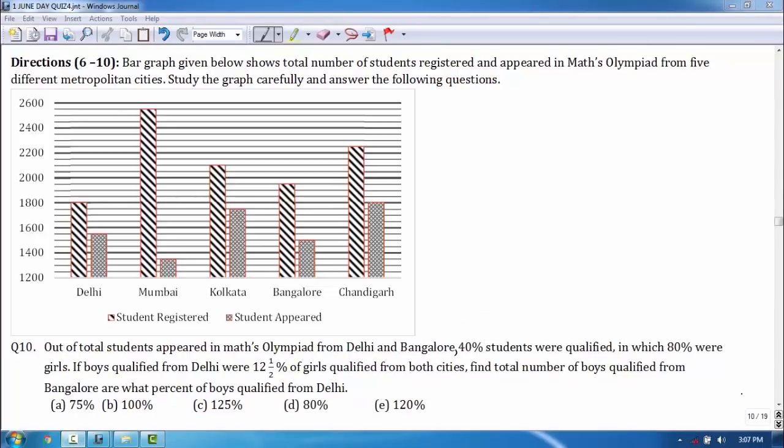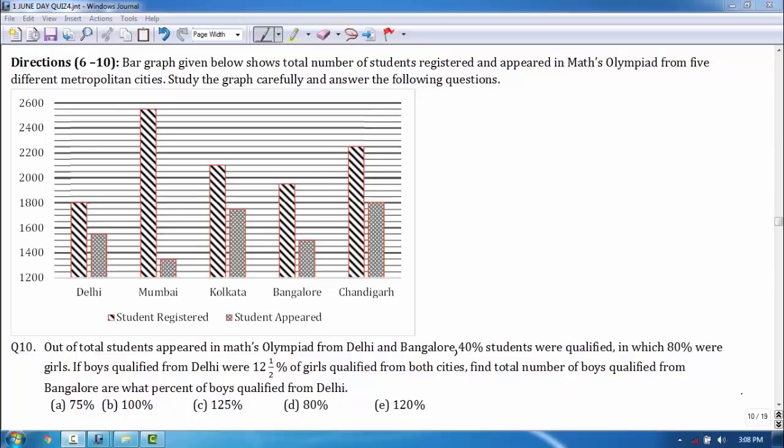Out of total students appeared in Maths Olympiad from Delhi and Bangalore, 40% students were qualified, in which 80% were girls. If boys qualified from Delhi were 1/8 of girls qualified from both the cities, then we have to find the total number of boys qualified from Bangalore or what percent of boys qualified from Delhi.